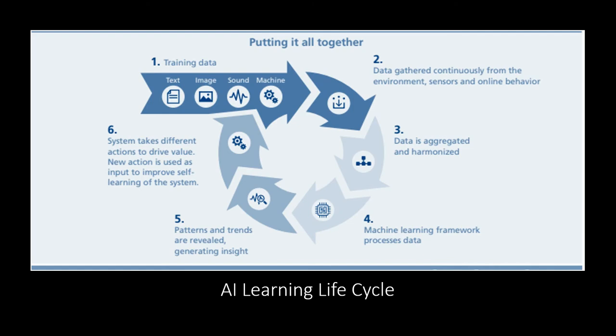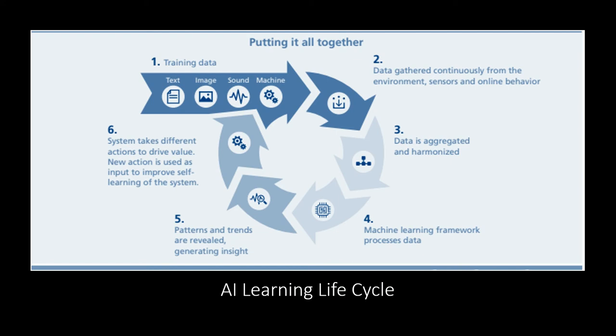So this is actually the most prominent step. If we put together all of the things, then we have this machine learning life cycle. In the first phase, we collect the training data. In the second, that data is gathered continuously from the environment, sensors, and online behaviors. Third, data is aggregated and harmonized, like data is actually prepared and cleaned for our purpose.